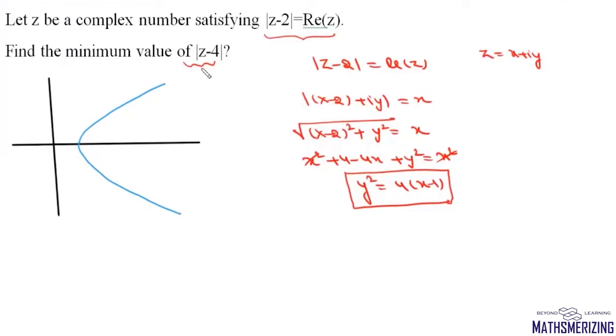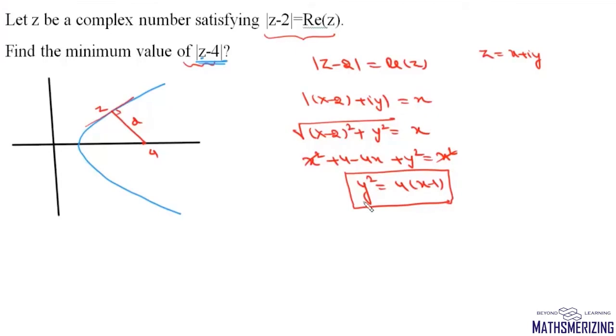It says we'll need to find the minimum value of |z - 4|. So in complex numbers, we know that modulus is basically the distance between 2 points. So one of the points is z, which lies on this parabola, and another point is 4, which lies on the axis of this parabola. So we'll need to find the minimum value of this distance between a point on the parabola and this fixed point. Now we have already studied that the minimum distance will occur along a normal which will pass through this point.